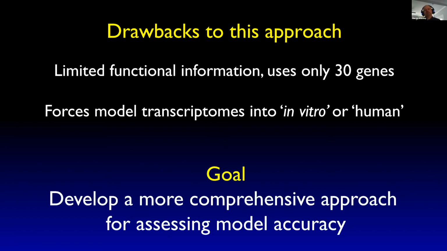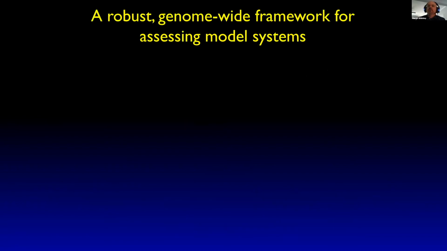I think this first paper was kind of cool, but it really left a lot to be desired. The big goal was to go in and actually do something more comprehensive. So what we wanted to do now is come up with a more robust genome-wide framework for doing this. We want to do this with all the genes and be able to provide really precise information to anyone about their model, about how well it actually mimics what's in a human.